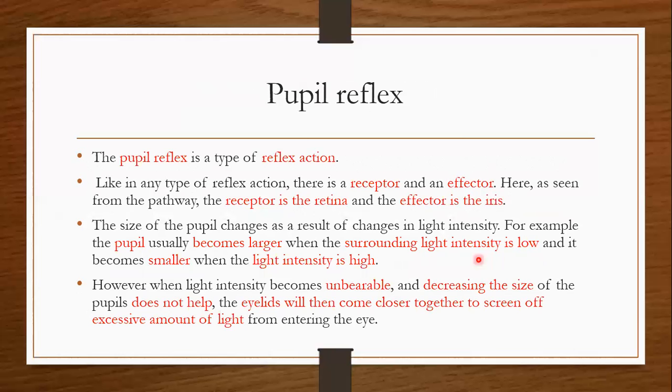So the pupil reflex is a type of reflex action. So there is a receptor. We have talked about the receptors found in the retina and the effectors that are found in the iris. The size of the pupil changes as a result of a change in light intensity. We have already discussed it. However, when light intensity becomes unbearable, decreasing the size of the pupil does not help. So when there is too much light, very bright light, and it's unbearable, then your eyelids will come close together to screen off the excessive amount of light from entering the eye.